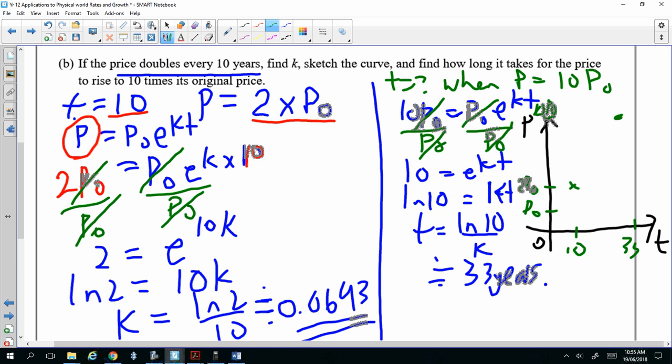So all exponential growth graphs look the same. They all just go up. So the only difference is where it starts. Okay. Alright, done. Any question?